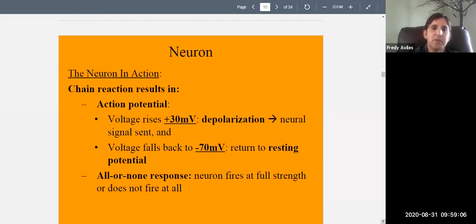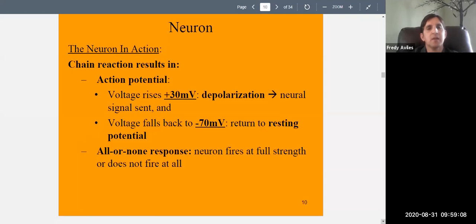Let's keep going here. The neuron in action. That chain reaction results in what we call an action potential. An action potential, okay? Something that you need to know. An action potential is when the voltage rises from -70 all the way to +30 millivolts. So when you get a change of at least 5 or 10 millivolts, that's the threshold of excitation, the voltage will keep rising, and it will pass 0, and it will go then to 10 to 20.